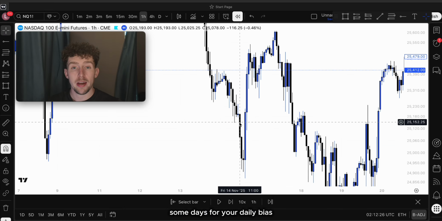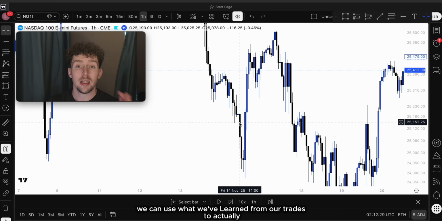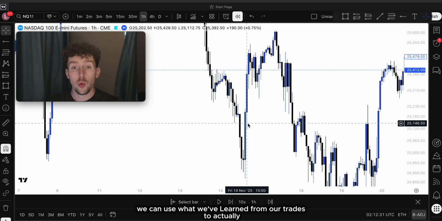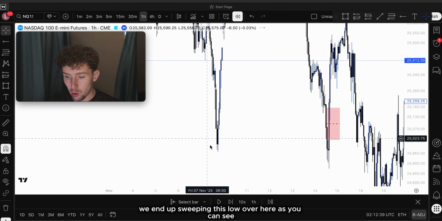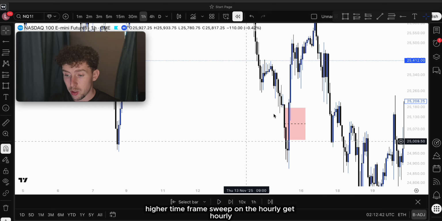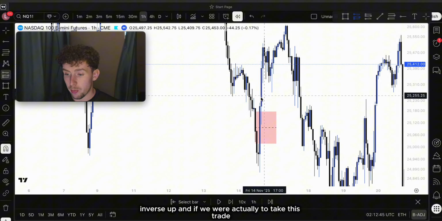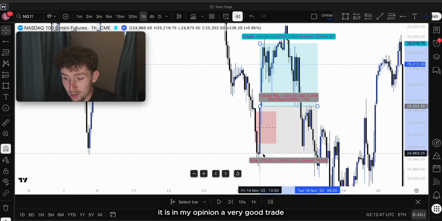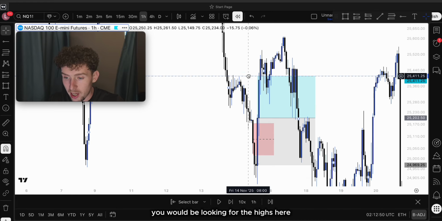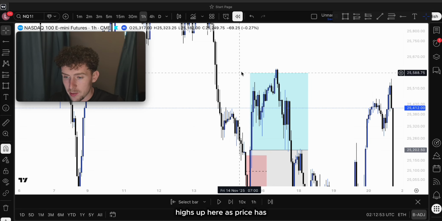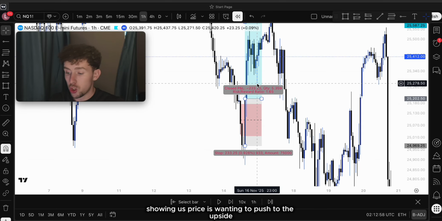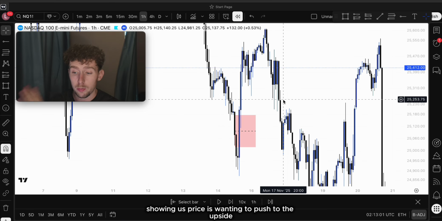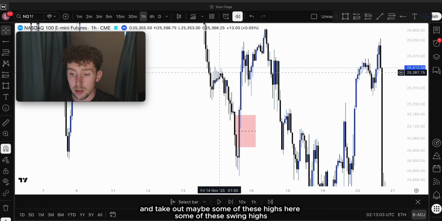Some days your daily bias is going to be quite clear and obvious. We can use what we've learned from our trades to find our daily bias using inversion fair value gaps as well. In this example, we end up sweeping this low over here, a higher time frame sweep on the hourly. Again, hourly inverse up. If we were to take this trade, in my opinion it's a very good trade. You would be looking for the highs up here, as price has given us a very good setup with this inversion back to the upside, showing us price wants to push to the upside and take out some of these swing highs.